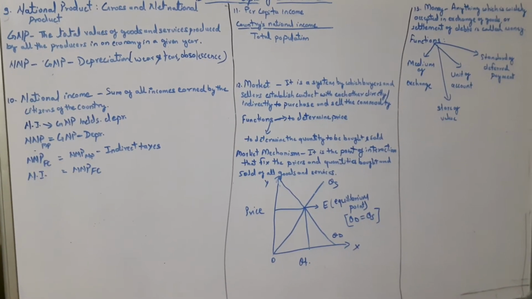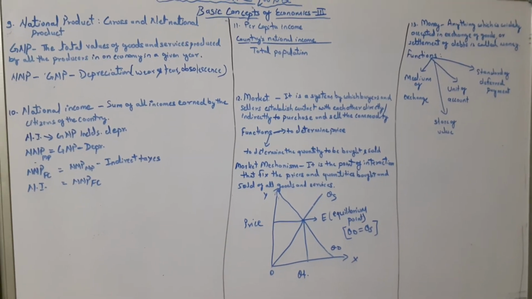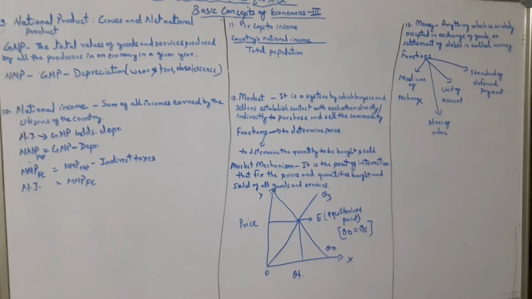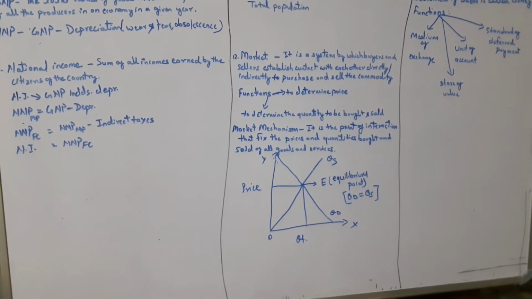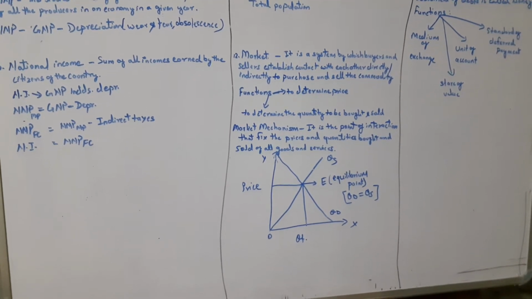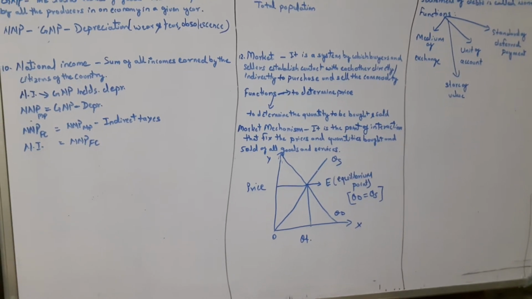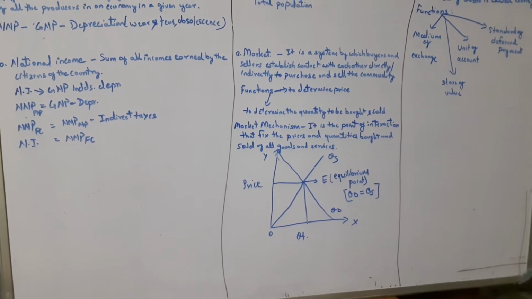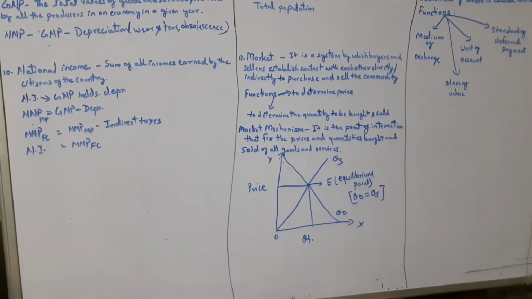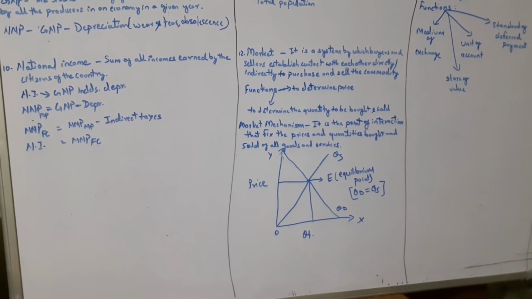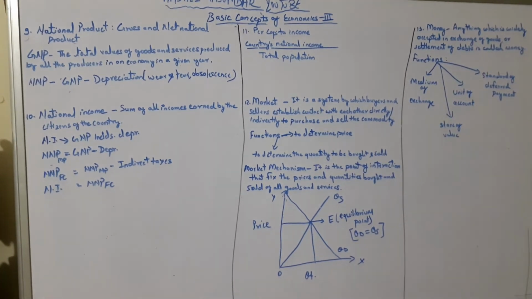Now what are the functions of a market? There are only two functions: to determine price and to determine the quantity to be bought and sold. You see the diagram over there. There is an x-axis and a y-axis. On the x-axis it is quantity and on the y-axis it is price. You will see two curves. One is going upward, which is quantity supplied QS, and another going downward, which is quantity demanded, the demand curve. Supply always has an upward slope and demand always has a downward slope.